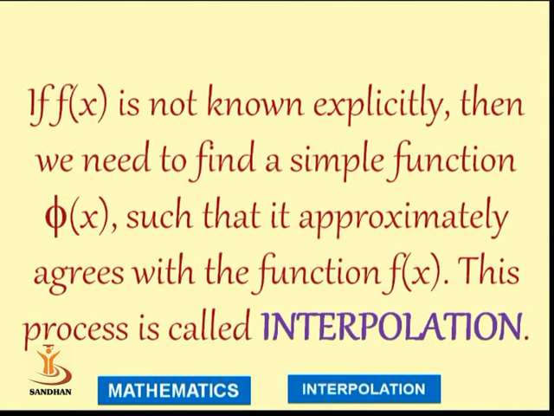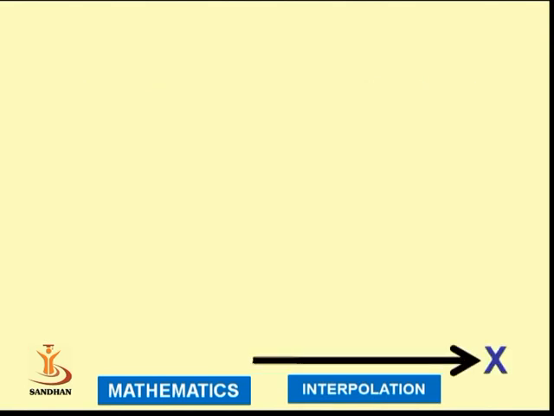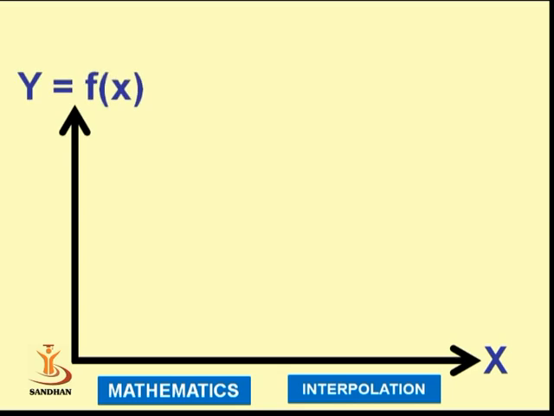So the process of finding or approximating a function phi of x such that it almost agrees with the unknown f(x) is called interpolation. Let us now understand this graphically. We have got the values of x on the x-axis, x1, x2, x3, x4, and the y-axis represents the value of the function at any given point x1 to xn. That is, y equal to f of x is represented on the y-axis.